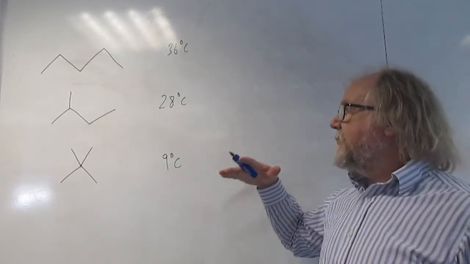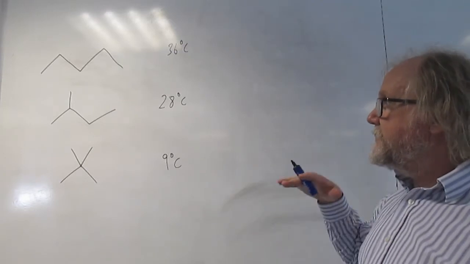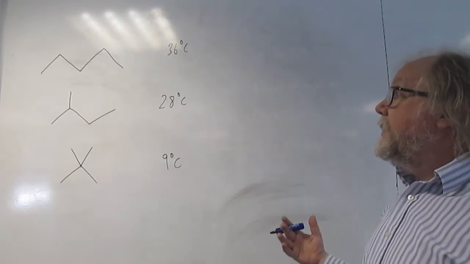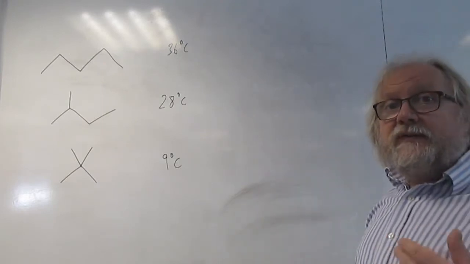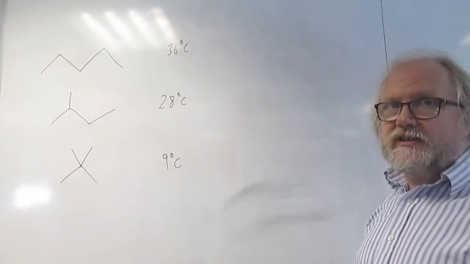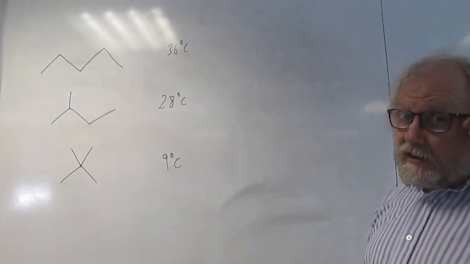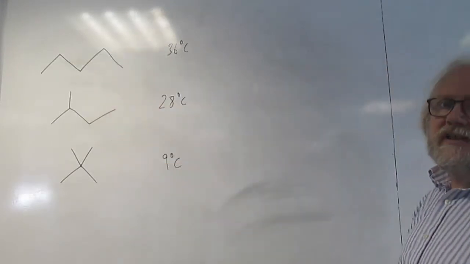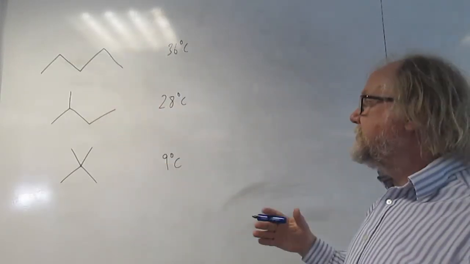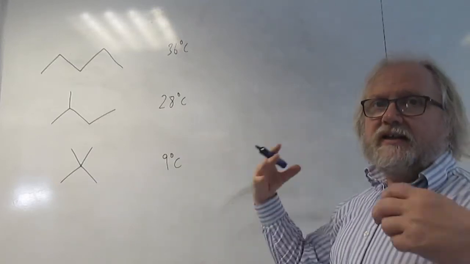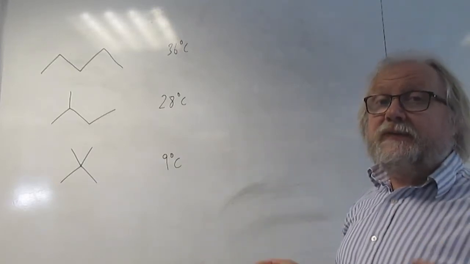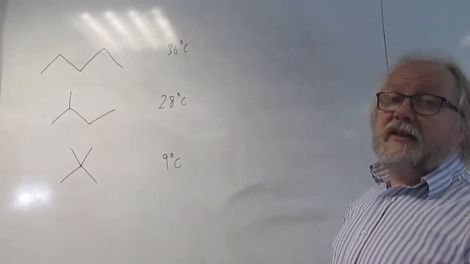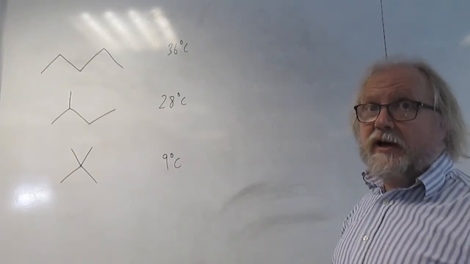So branching decreases the surface area available for contact with other molecules, and therefore the more branches you have, the fewer induced dipole-dipole forces will be formed with other molecules. Okay, so those are the only type of intermolecular forces we've got here, because they're not polar molecules. So it's induced dipole-dipole forces, and the more branching you have, the smaller the surface area for contact, so the fewer induced dipole-dipole forces there will be between molecules, and therefore the less energy will be needed to break them.